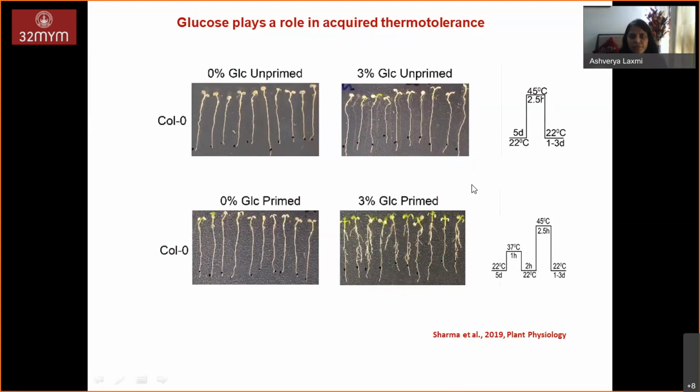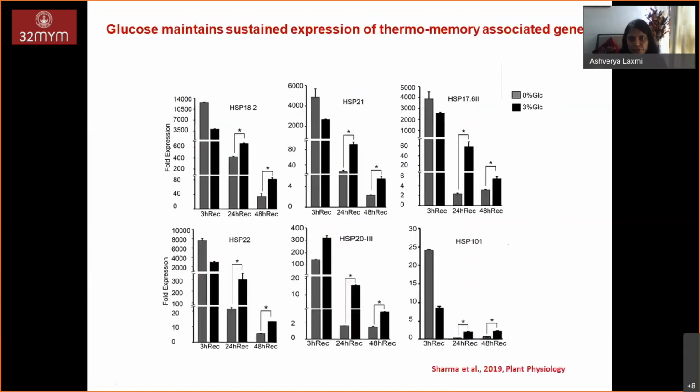So all these findings suggest that glucose might have a big role in priming of the seedling to the heat stress, which the plant faces in different environmental conditions. There were reports that this priming, or the heat stress memory, is generated because of some heat stress responsive genes. These genes, such as HSP18, HSP21, HSP22, we checked the expression of these genes.